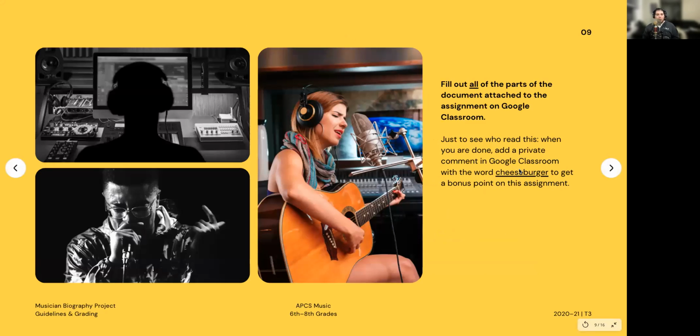So fill out all of the parts of the document attached to the assignment on Google Classroom. And just to see who read this, when you're done, add a private comment in Google Classroom on the assignment with the word cheeseburger. You'll get a bonus point on this assignment.